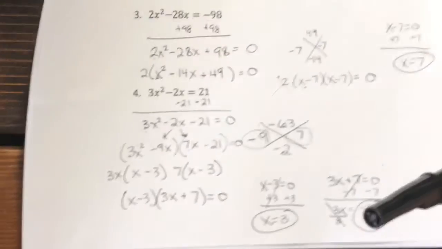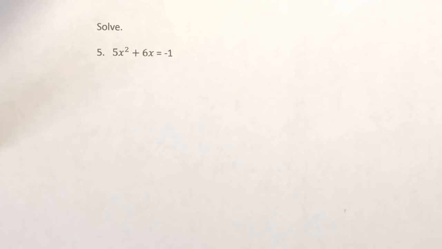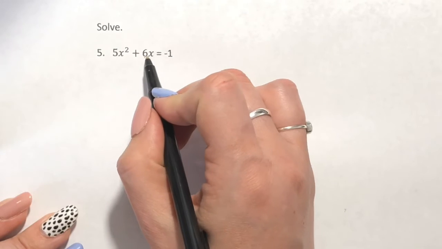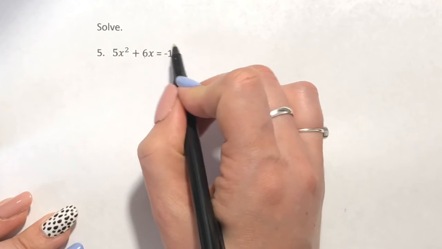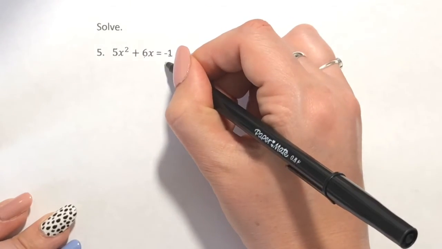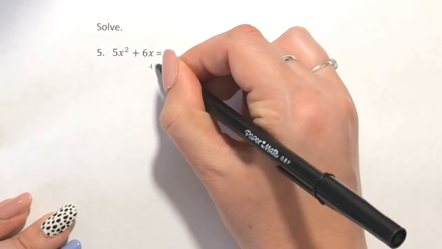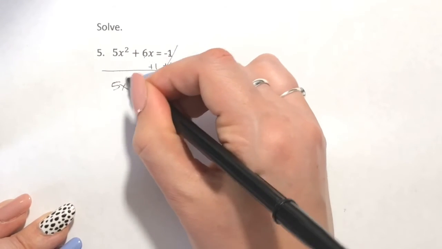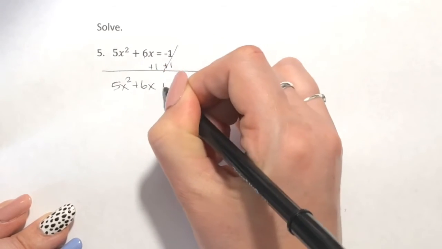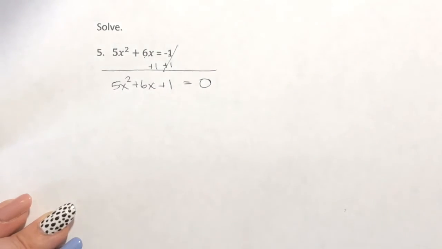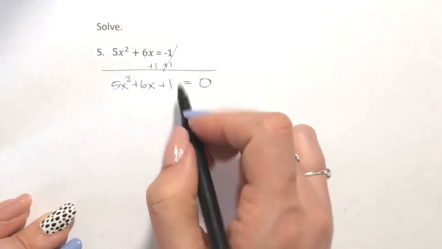Okay. Let's do one more example and then we'll be done. So we have 5x squared plus 6x equals a -1. So again, we have the number on the wrong side of the equal sign. So before we can factor, we need to add that 1 to the other side so that those cancel. And I have a 5x squared plus 6x plus 1 equals 0. We need to have that 0 on one side. Now we can factor it.